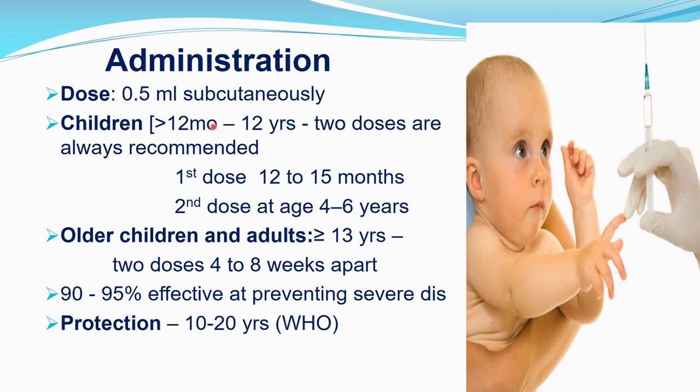Administration dose is 0.5 ml, and the mode of administration is subcutaneous. For children more than 12 months till 12 years, 2 doses are always recommended. The first dose you give at 12 to 15 months of age, and the second dose at 4 to 6 years of age. Whereas older children and adults, 13 years or more, get 2 doses given 4 to 8 weeks apart.